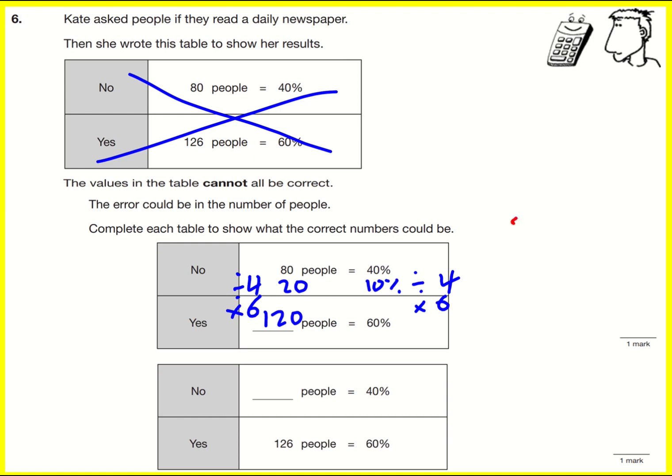The longer way of doing this, which works okay because it's a calculator question, is you could work out what 1% was. You could do 80 is 40%, and divide through by 40, so 80 divided by 40, and get that 2 people is 1%. Then to get 60%, you would have to times through by 60. You could do all this with the calculator if you wanted to.